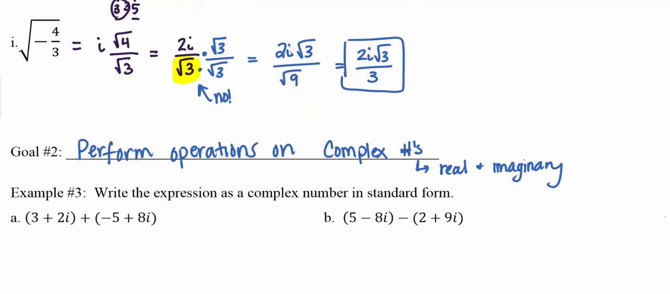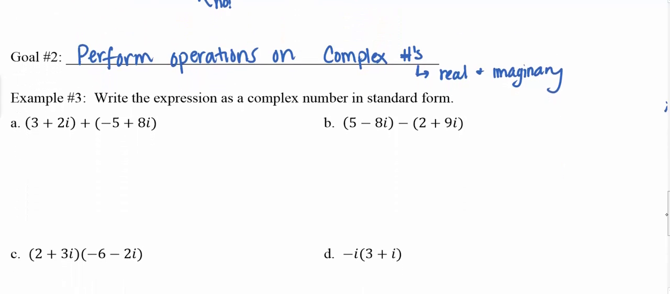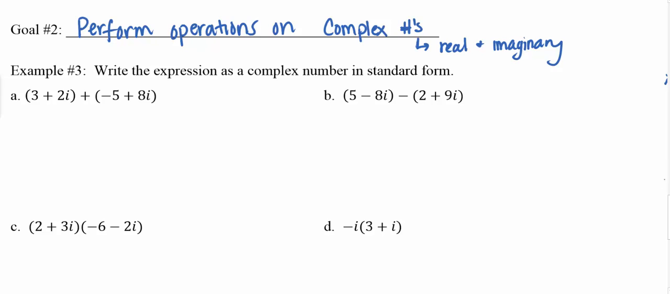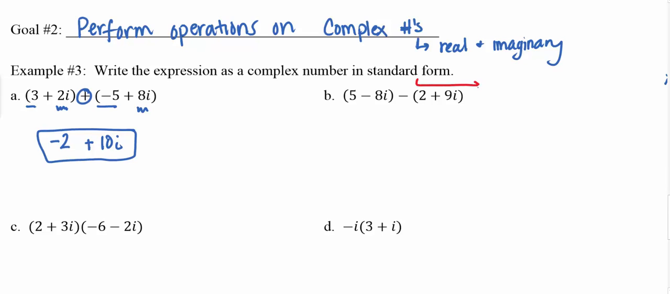So goal number 2 is to perform operations on complex numbers, which means we're going to use real and imaginary numbers. So part A, we're just combining like terms. I have an addition symbol here. This is something we've seen before. 3 plus -5 is -2, and 2i plus 8i is 10i. And that is how our answer is going to look, because we're talking about standard form here, which is always a plus bi, where a is real and b is imaginary.